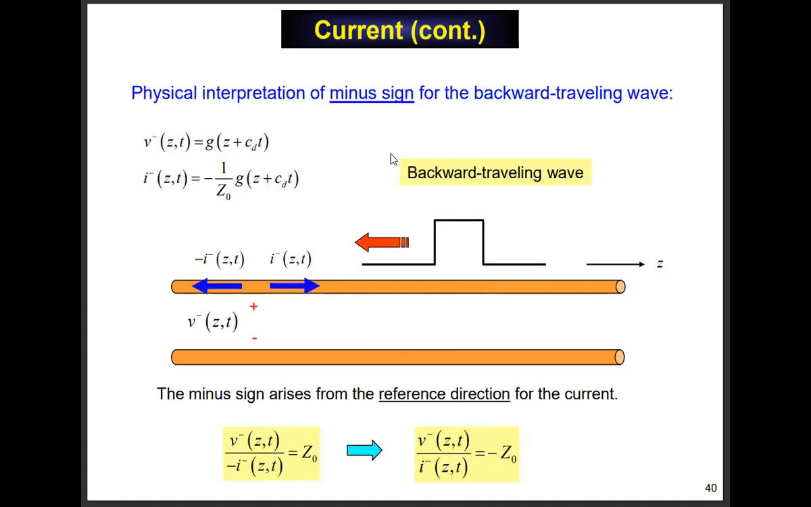Now, what about the wave going in the negative z direction? And what about this crazy minus sign here? We'll see if that makes sense.